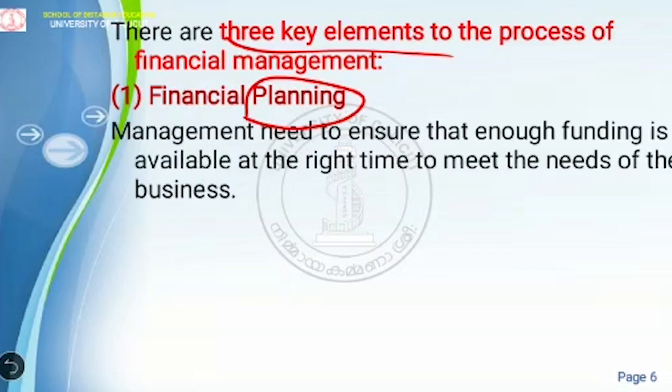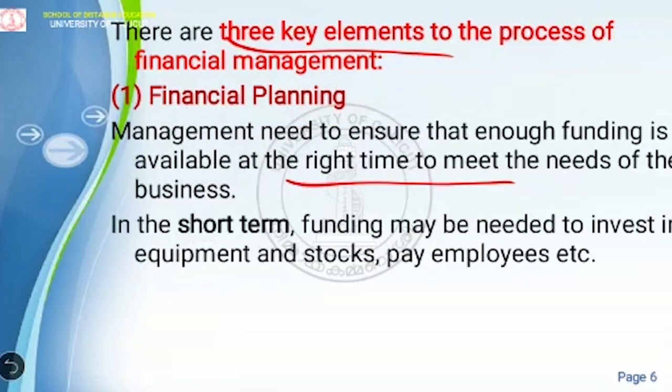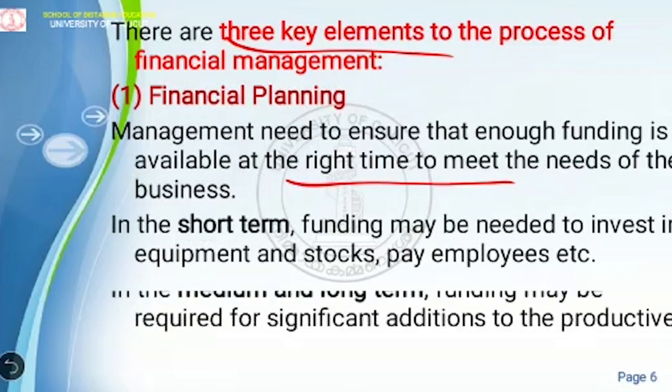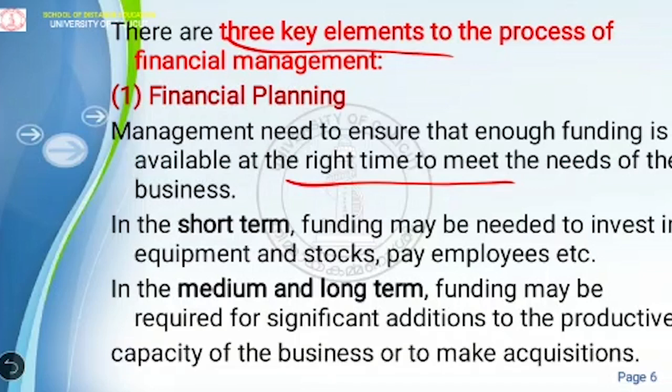So management needs to ensure enough funding is available at the right time to meet the needs of the business. Otherwise the business can't operate. So we have short term and long term needs of funds. In the case of short term needs, the company has working capital requirements. In the case of long term needs, permanent assets should be financed through this fund. All this should be planned in a proper way. So that is one of the key elements, financial planning.